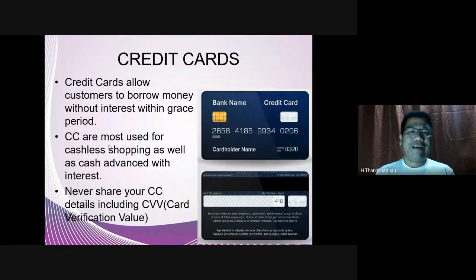All right, using a credit card, the customer can borrow money without interest within a grace period, okay? That means you can use your credit card for shopping, online shopping, or shopping in the supermarket or whatever. You can pay the money using the credit card, and no money will be deducted from your account within some period. Usually that period is known as grace period, or that period usually runs from 40 days to 50 days depending on the bank, okay? That means your bank will give money in place of you using your credit card.